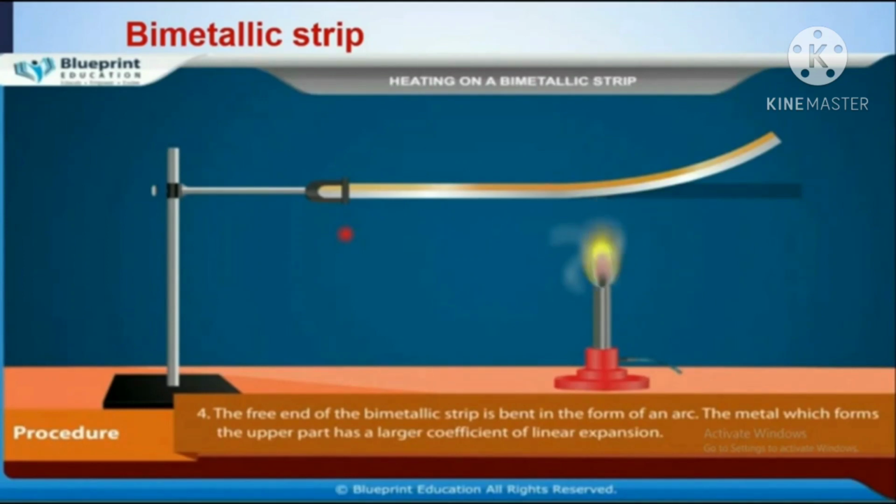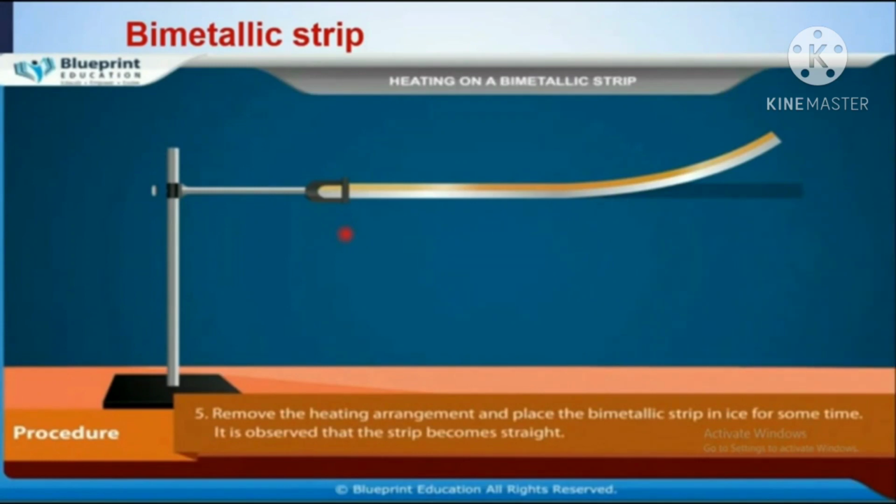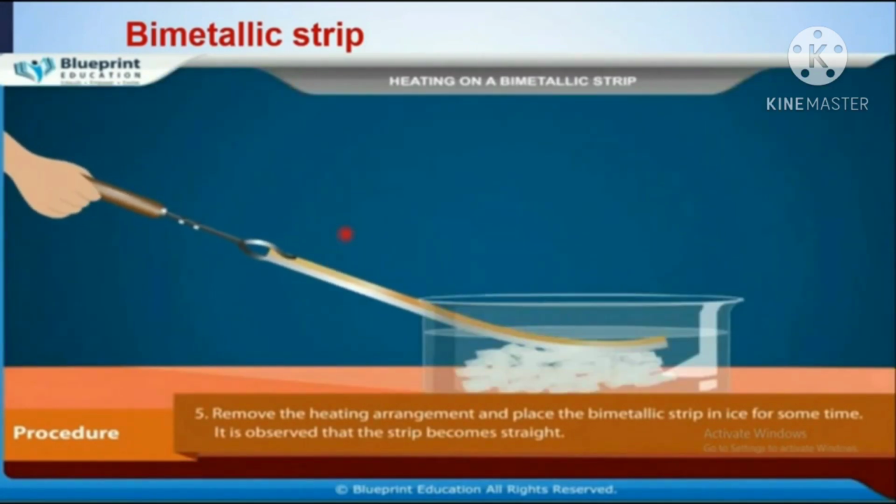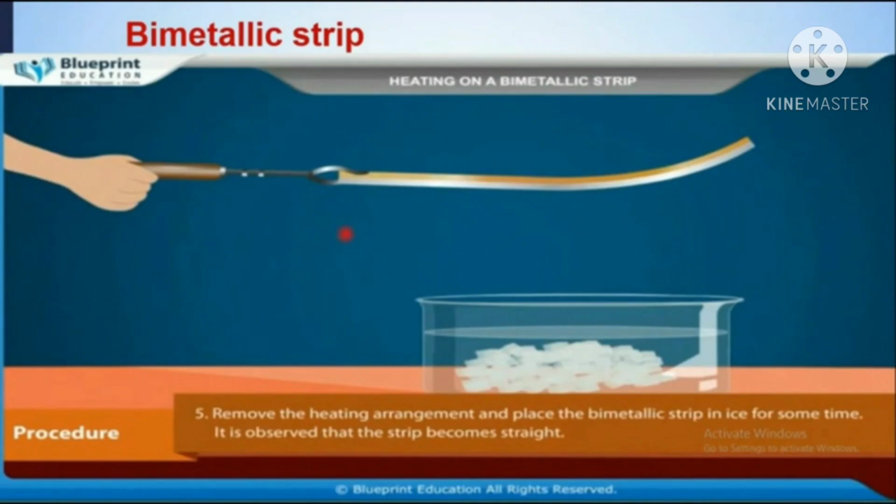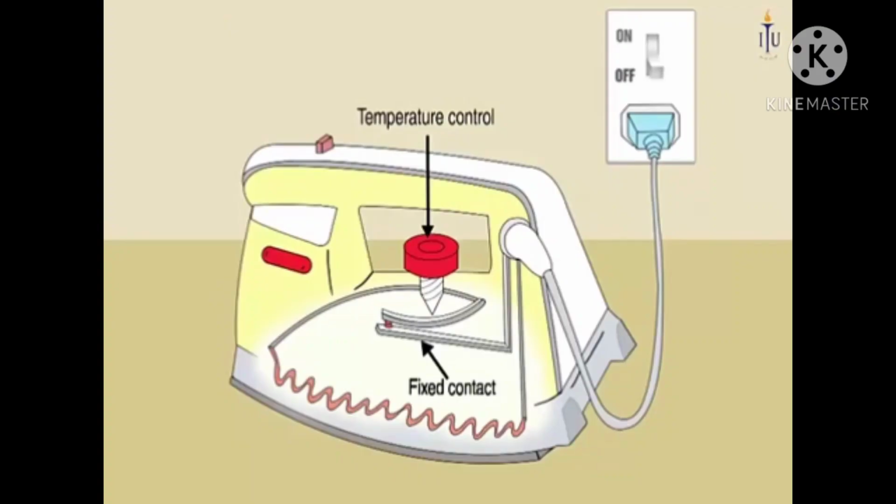On cooling, the bimetallic strip will contract. This mechanism is very useful in thermostats, meaning iron boxes and fire alarms. This iron box works on the bimetallic strip principle. This strip will bend by the heating effect and straighten when it cools down. By this principle, it will automatically switch on and off.